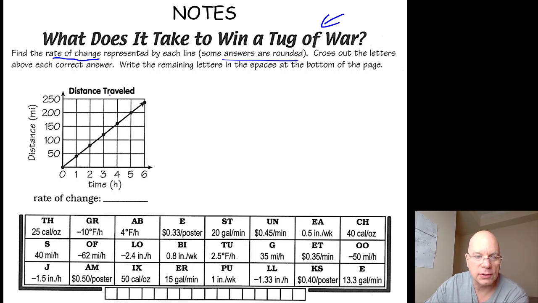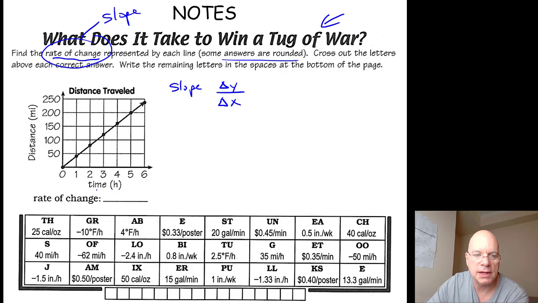We have distance traveled. So distance is our dependent variable, and the distance in miles that we traveled is dependent on the independent variable, which is the time in hours that we've been traveling. And so in 1 hour, it looks like we went a little less than 50 miles. In 2 hours, about 80 miles, etc. And if we want to find the slope, the rate of change is the slope of the line. And we know that slope can be represented as the change in y over the change in x.